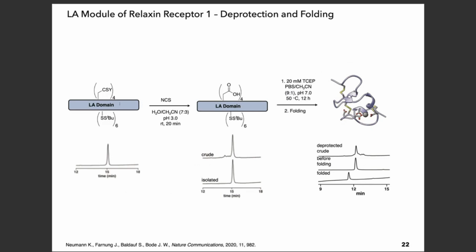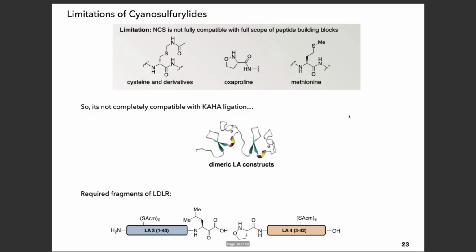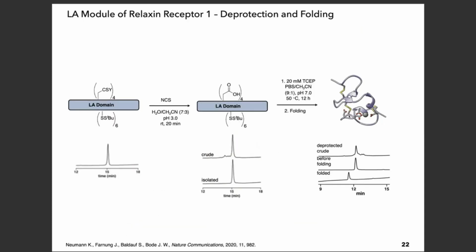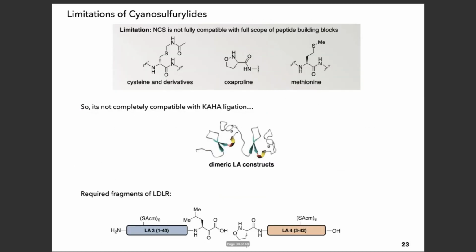And if we take that, so here we have 4 of these cyanosulfur ylids. We cleave this with NCS. It takes about 20 minutes in aqueous acetonitrile. And we see a nice crude trace. We can purify that. And then in this case, we used S-tert-butyl protected cysteines. We can remove those with TSAP and then fold this domain quite cleanly into the folded structure with 3 disulfide bonds. So this worked very well, and we applied this to a number of different model peptides and protein domains, as published in Nature Communications last year.